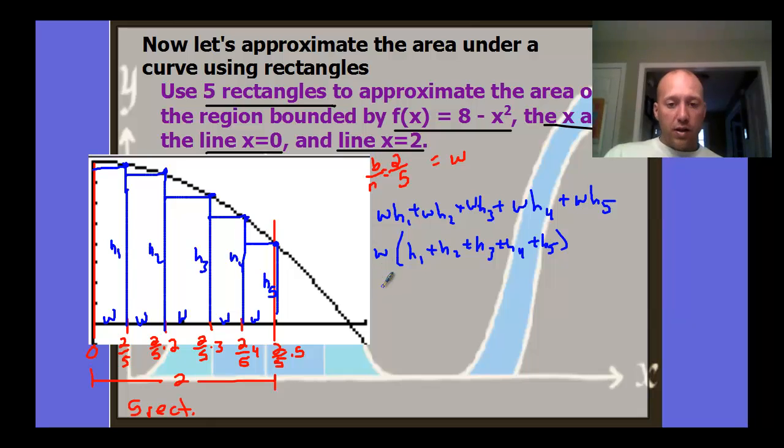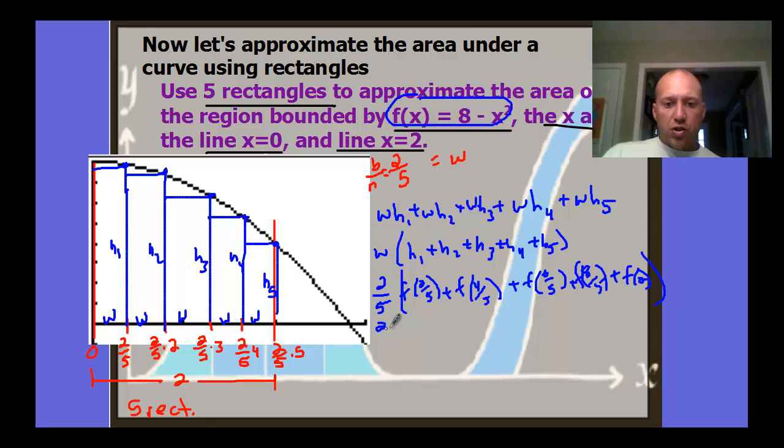So our width is 2/5. Our height 1 is found by plugging 2/5 into the function. So our function is up here. And so I can say that's like f at 2/5. So that's what we'd be doing. And then we're going to have to add up all of those summations. So f at 2/5, and that continues on. So this is 2/5 times.